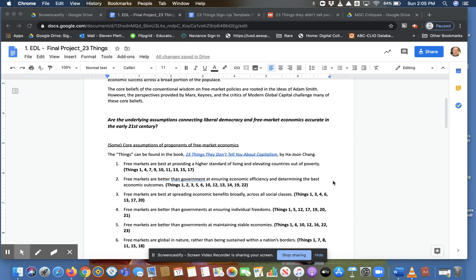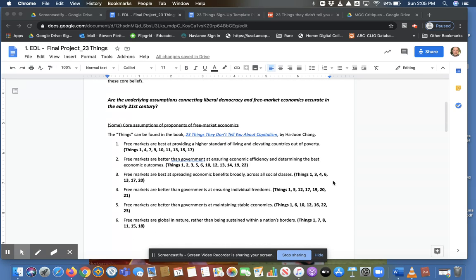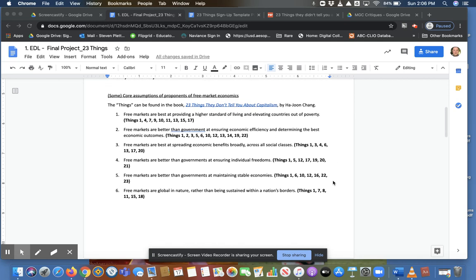So the prompt that we're going to be looking at is: are the underlying assumptions connecting liberal democracy and free market economics accurate in the 21st century? Now, this is a big topic, and the idea that we could cover it perfectly in the amount of time we have is unrealistic. So we're going to break it down into 6 different sets of core assumptions, and you, as an individual student, will look at one of those sets of core assumptions. You can see those listed here.